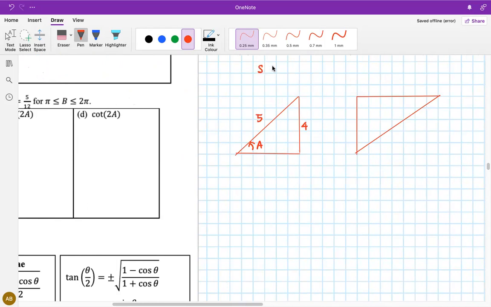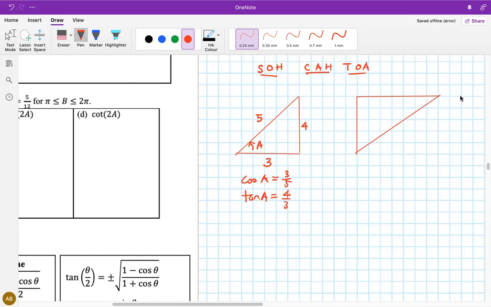Still remember this, SOH, sine is opposite over hypotenuse. Therefore, this is 3, using Pythagoras theorem. So you have cos A is 3 over 5 and tangent A is 4 over 3.